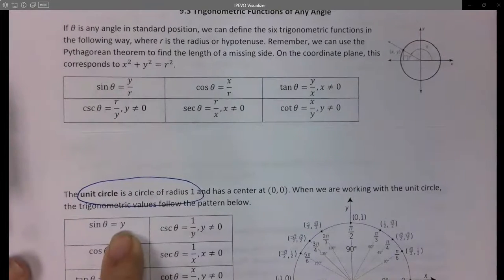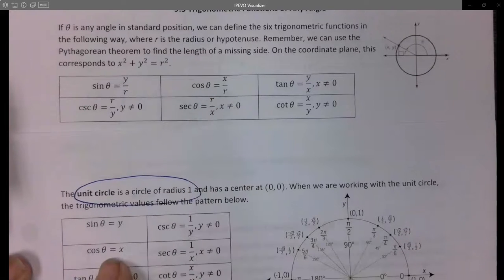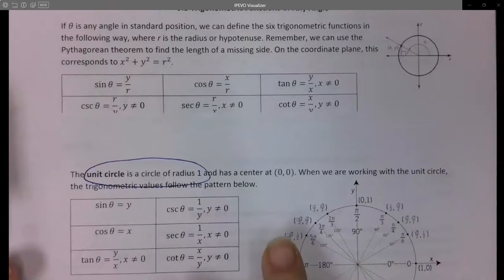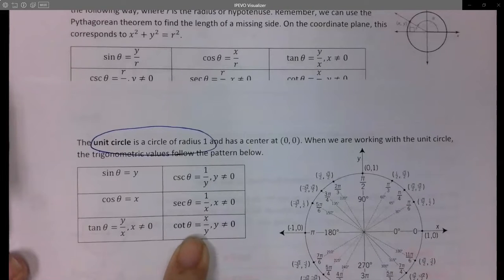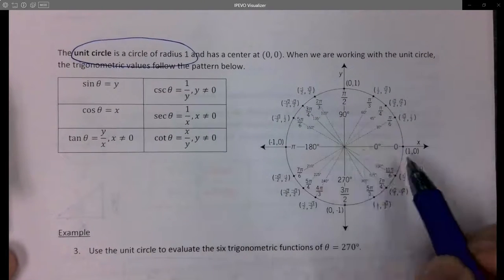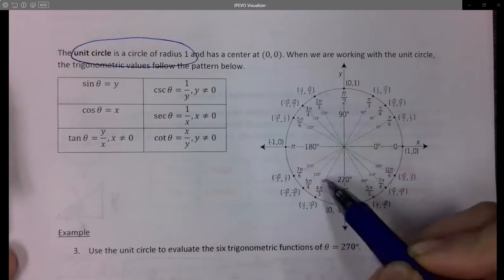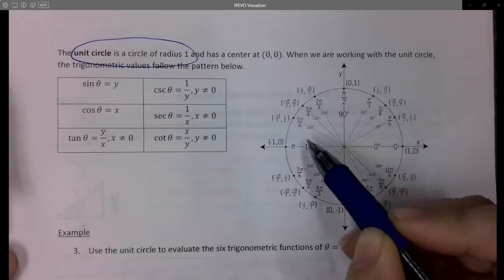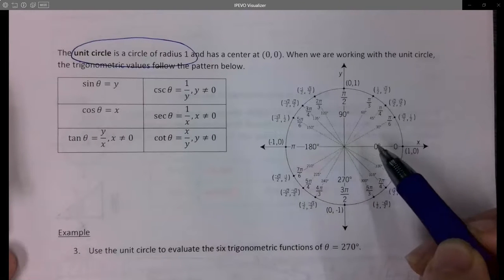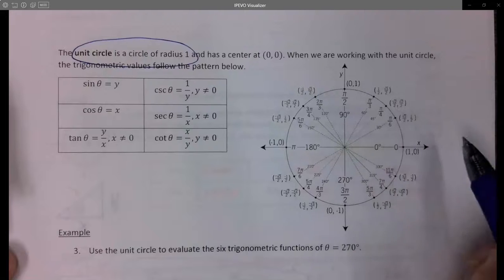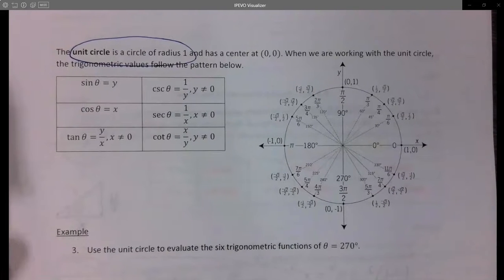If I replace that r with a 1, anything divided by 1 is always itself. So sine is just the y value on the unit circle. The same thing for cosine. When I divide by 1, it just turns into x. My reciprocals switch with the 1 on top. And then tangent and cotangent stay the same for my coordinate planes. So what this is, it's a circle. It shows me different angle measures. It gives me the radians on the outside, degrees on the inside. And then it gives me the x and y values at those different points.